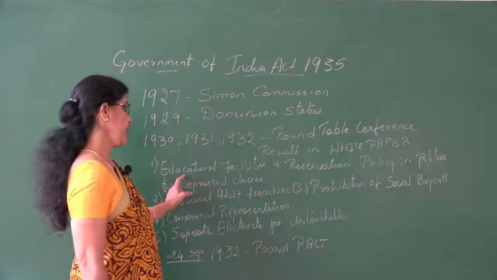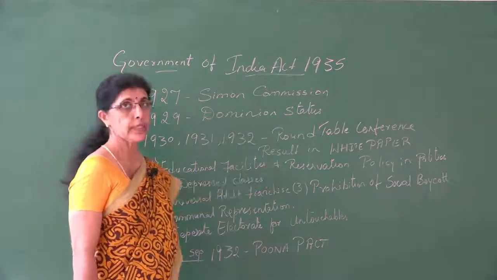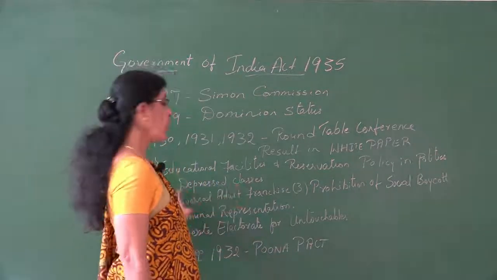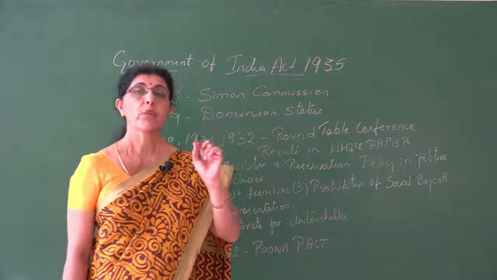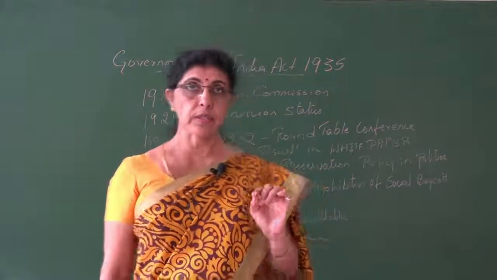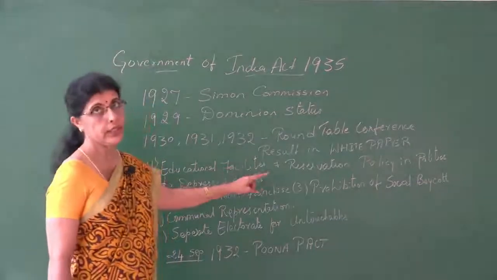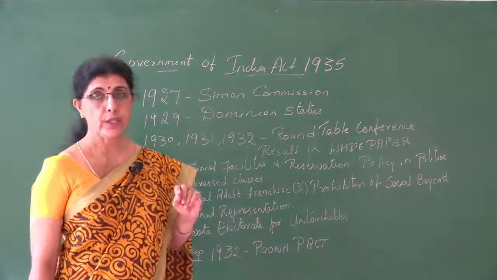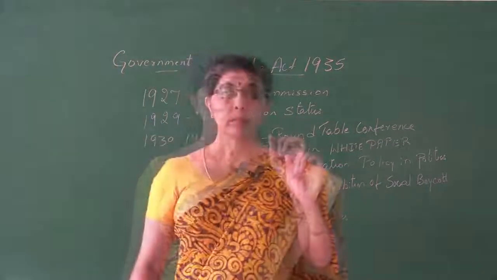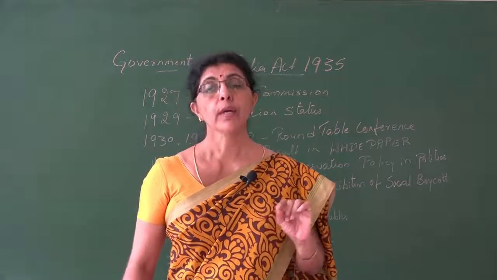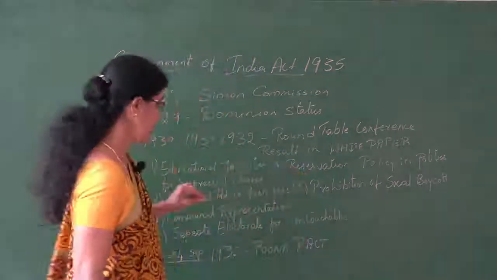The first one stated educational facilities and a reservation policy in politics for the depressed classes. They wanted reservations for the depressed classes in the political arena. Second was universal adult franchise. They implemented the right to vote for all men and women above 18 years of age.